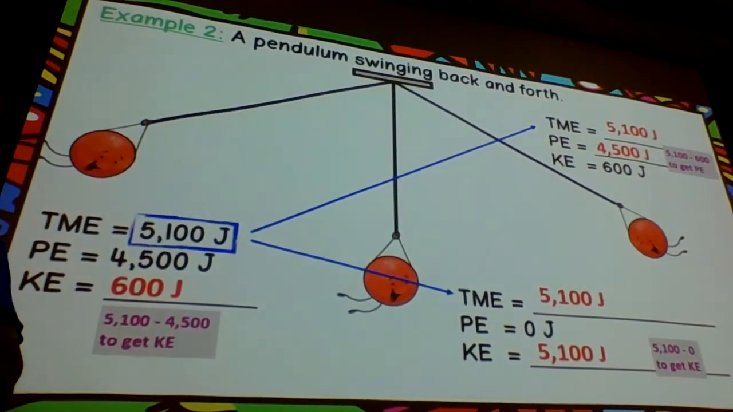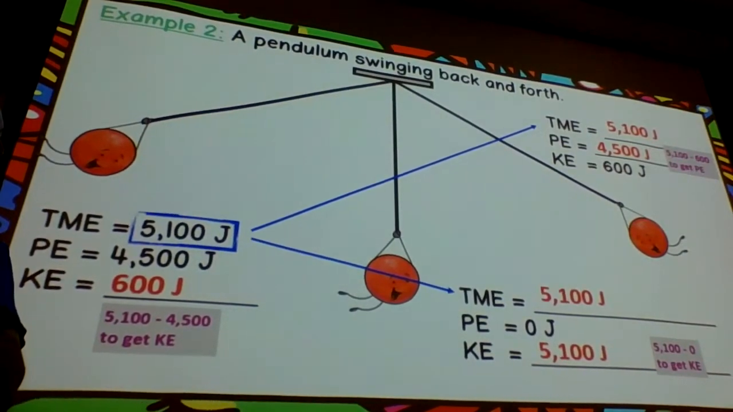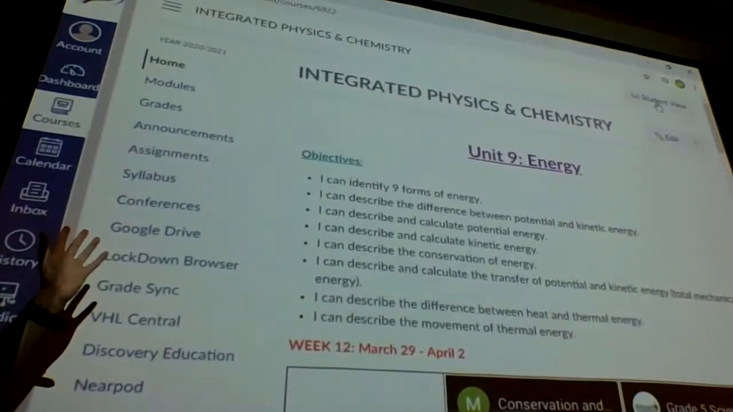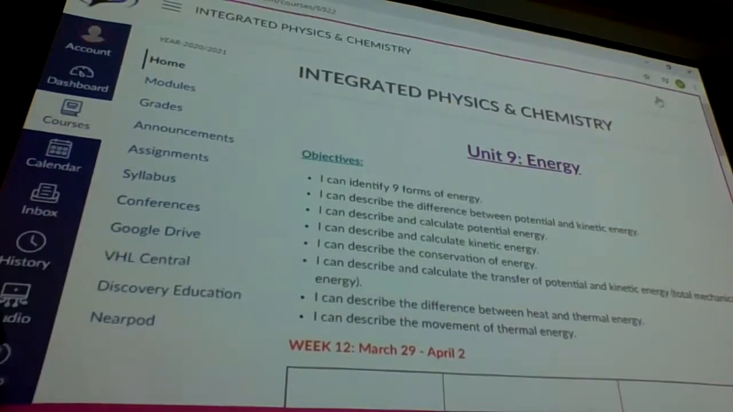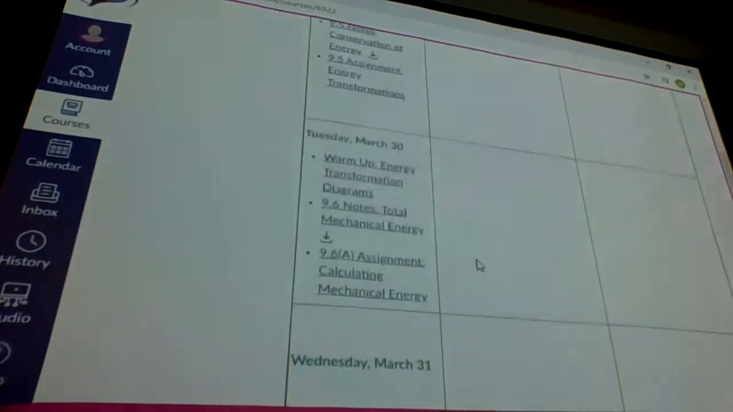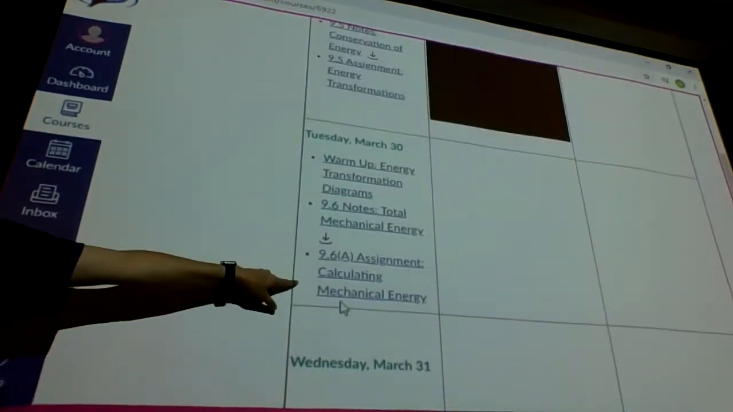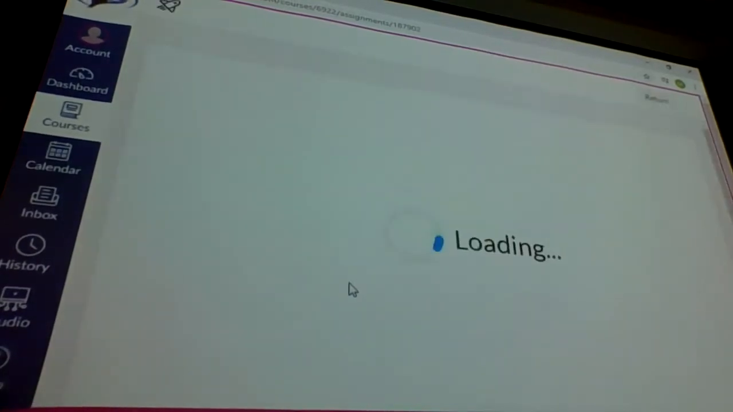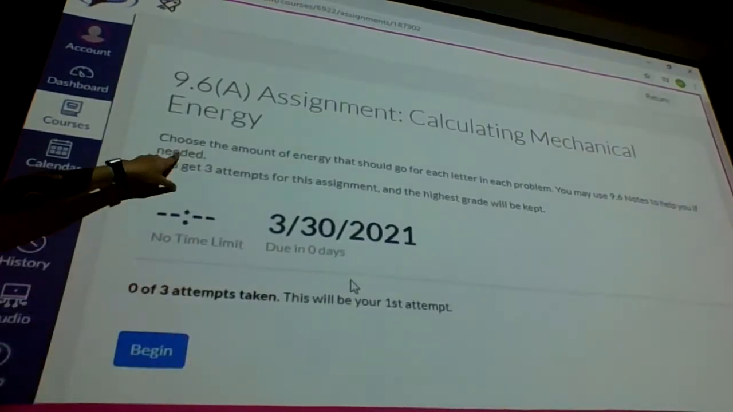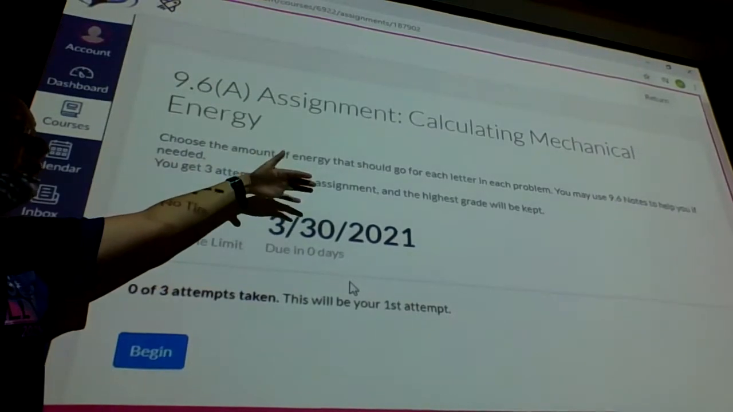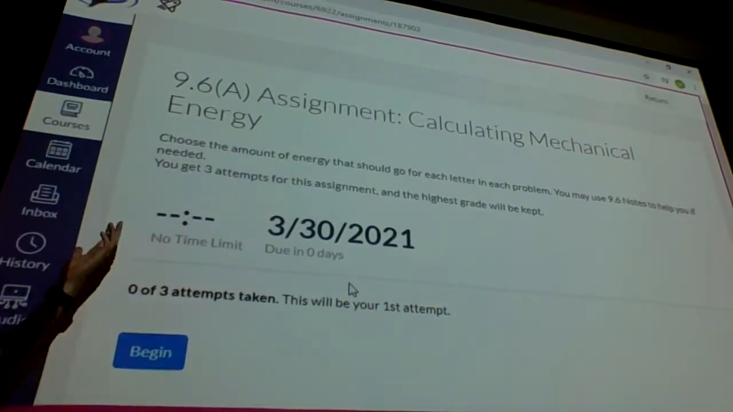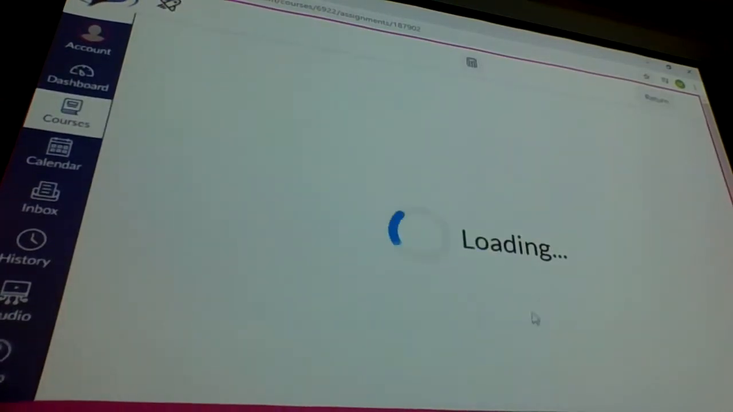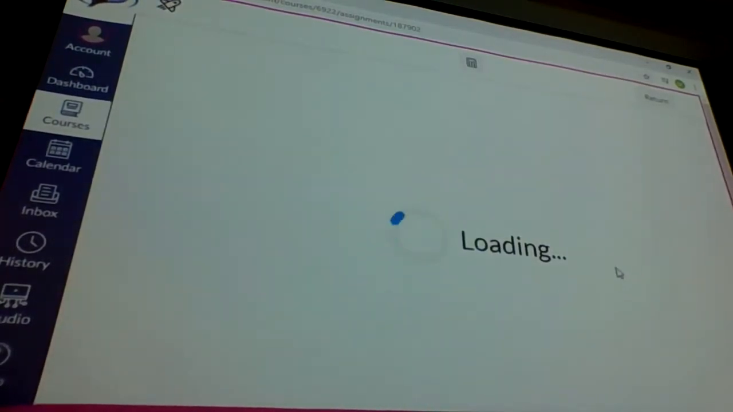I think so too. Now what I want to do is show you what your assignment looks like on Canvas. Because it's kind of different, I want to make sure y'all understand how to answer it. So our assignment today is going to be 9.6 assignment, calculating mechanical energy. And it says, choose the amount of energy that should go for each letter in each problem. You may use 9.6 notes to help you. You get 3 attempts, all of that fun stuff. So this is how I created this one.